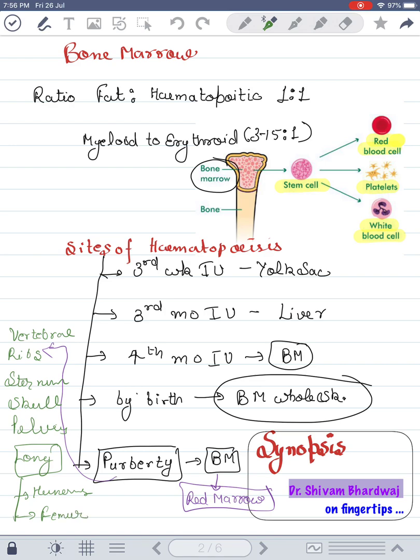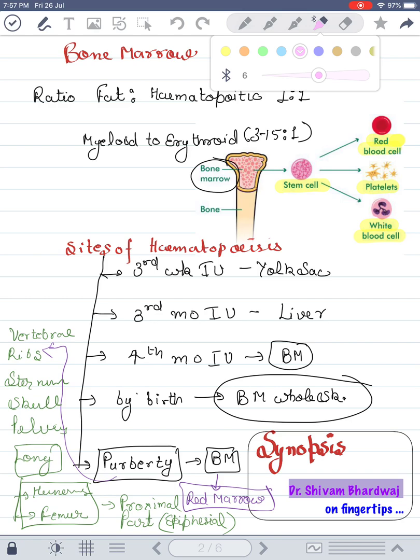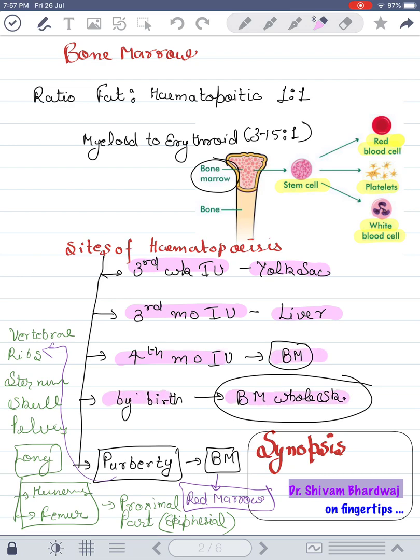For the humerus and femur, not the whole bone, just the proximal or epiphyseal part, takes part in the formation of blood cells. So this is how the different types of cells are formed and at what age of life. In the third week of intrauterine life, we have the yolk sac. In the third month, we have the liver. In the fourth month of intrauterine life, bone marrow. By birth, the bone marrow of the whole skeleton.